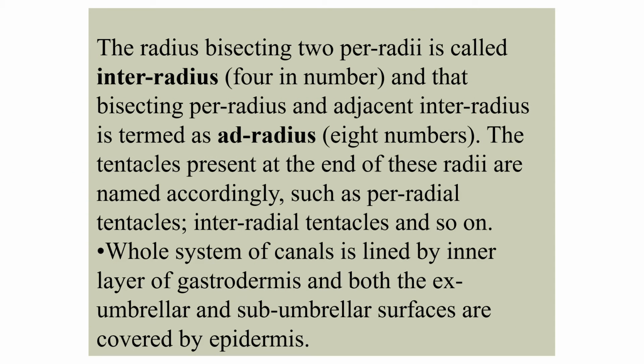The radius bisecting two perradii is called interradius, 4 in number, and that bisecting a perradius and an adjacent interradius is termed as adradius. इसमें 8 numbers होते हैं. The tentacles present at the end of these radii are named accordingly, such as perradial tentacles, interradial tentacles, and so on. The whole system of canals is lined by an inner layer of gastrodermis, and both the exumbellar and subumbellar surfaces are covered by epidermis.